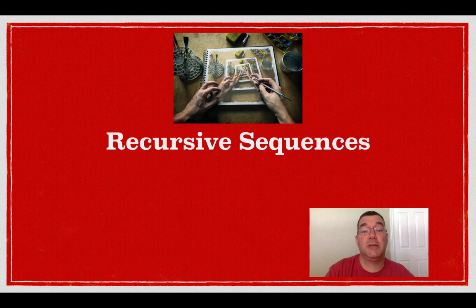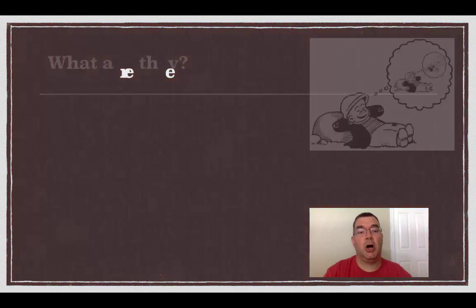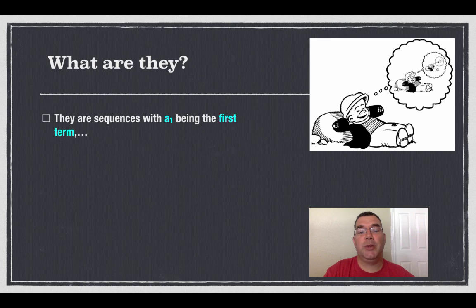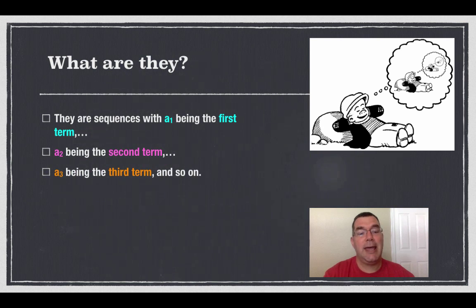Hello again. We are finishing up our discussion of exponents and exponential functions by talking about recursive sequences and what those are. They're sequences that begin with A1, and A1 is just a notation that I'm using to symbolize the first term of the sequence. All the terms will be named A something. A1 is going to be the first term. A2 is going to be the second term. A3 is going to be the third term, and so on.